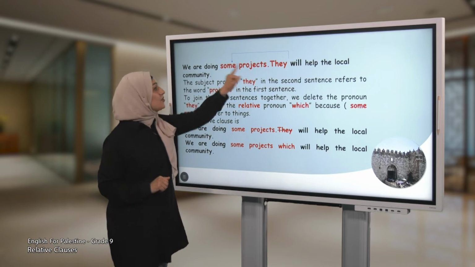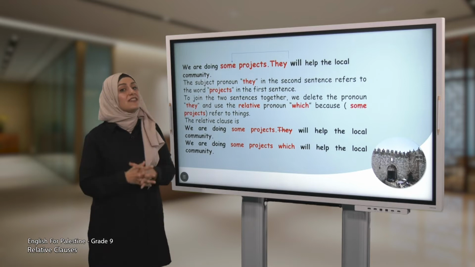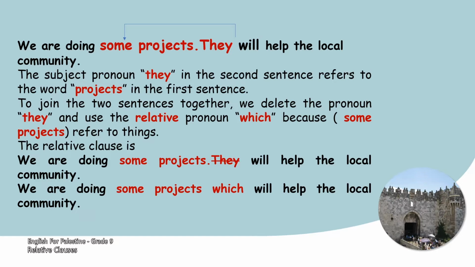Because they refers to projects, and projects are things, not persons. The subject pronoun they in the second sentence refers to the word projects in the first sentence. To join the two sentences together, we delete the pronoun they and use the relative pronoun which, because some projects refer to things. The relative clause is, we are doing some projects. They will help the local community.